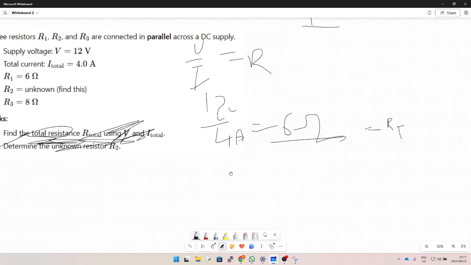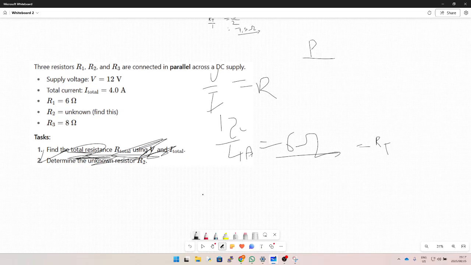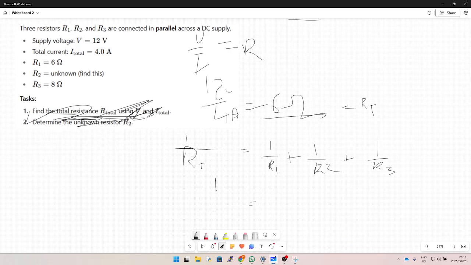Now, from there, we need to know what our resistor 2 is. So what you're going to do is write down your formula first. In this case, because we have 3 resistors, we only need to go to 3. Sub in the values that we know. 1 over R total, which we just solved, which was 6 ohms, is equal to 1 over 6 ohms plus 1 over R2, which we're solving for, plus 1 over 8 ohms.